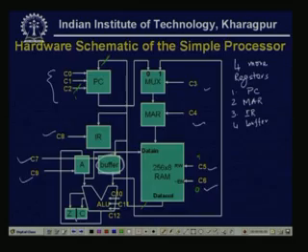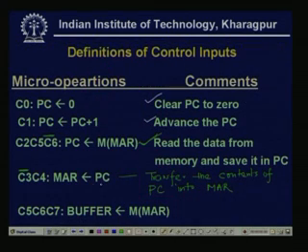If we see C3 complement C4, this C3 complement is one input of the mux, and C4 is for the memory address register. So, these two will be high, then the PC value will go to MAR. If it is C3 complement, then this value will come. Again C4 is 1, that means this value is registered to MAR. So, that operation is defined by PC to MAR. The control signal is C3 complement C4.